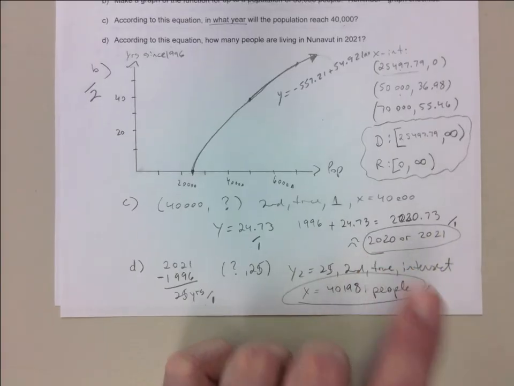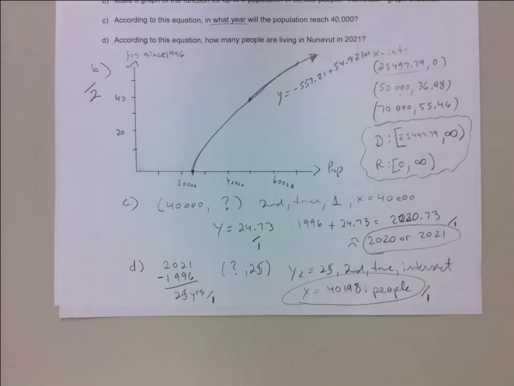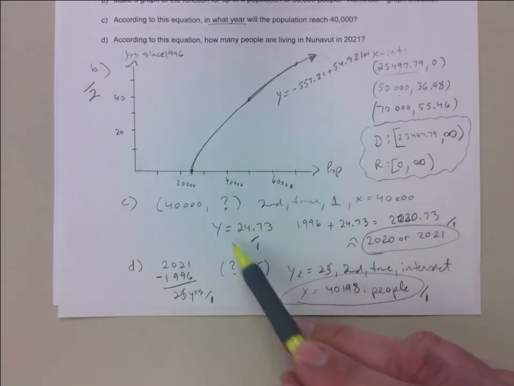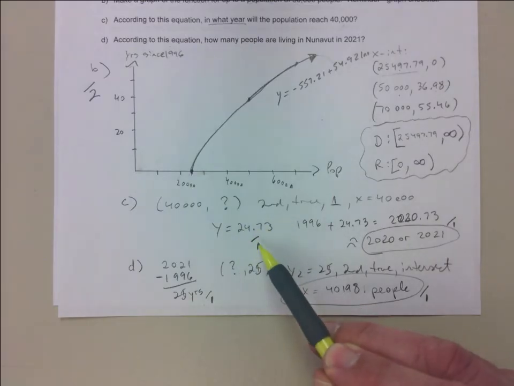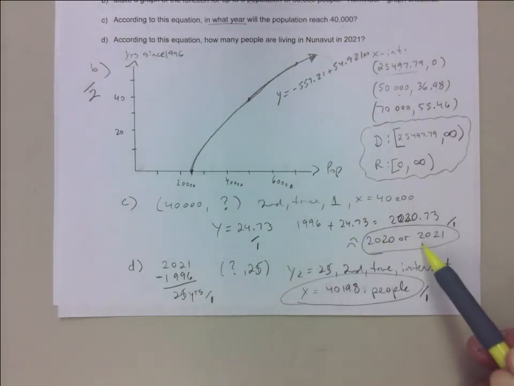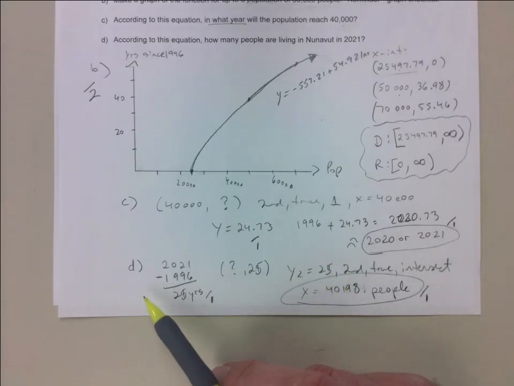Whichever one you picked, as long as you rounded it to a whole number, because it is saying in what year. Doesn't say how long. If it just said how long will it take since 1996, this would have been fine, 24.73 years. But it asks in what year, so you have to, in that case. It's kind of like when it asks you in TVM Solver the number of payments, and you have to do a whole number there.